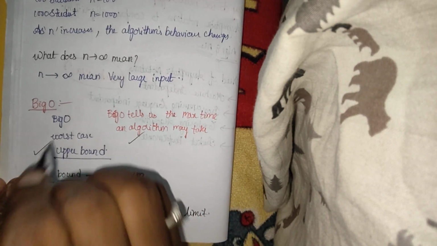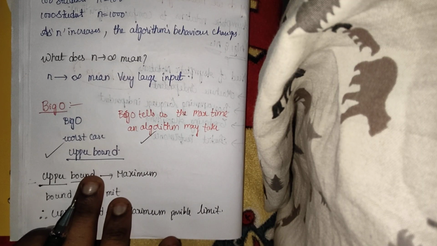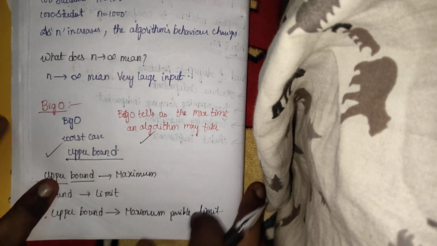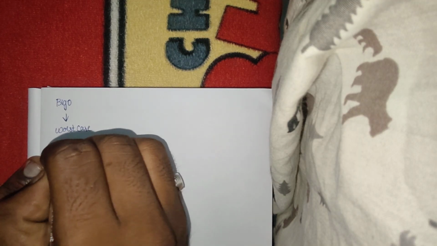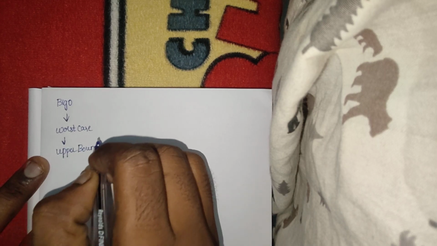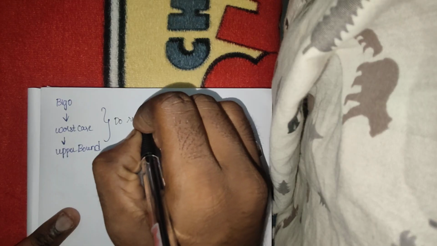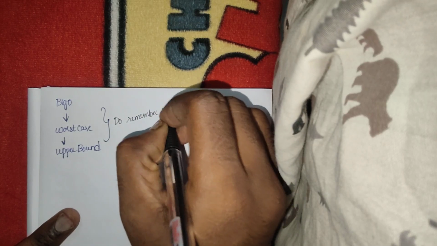Do refer to this. This is an important topic from the semester examination point of view. So here, big O is the worst case upper bound. Do remember this in sequence. Note it, to remember in sequence.